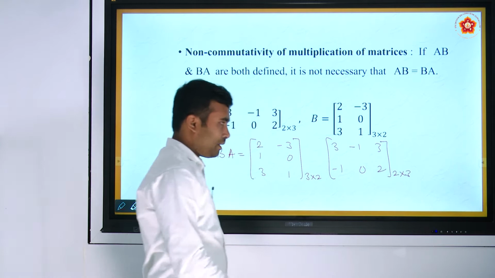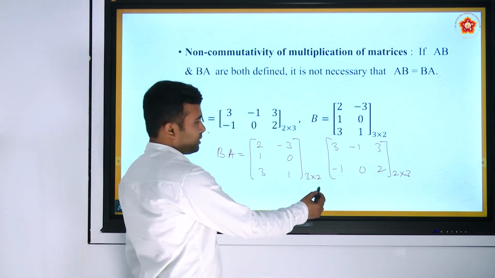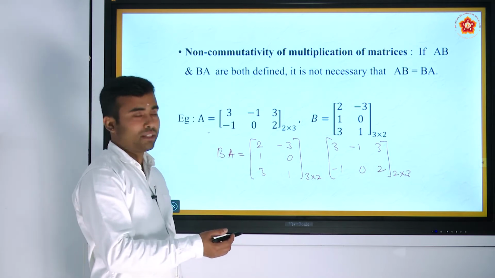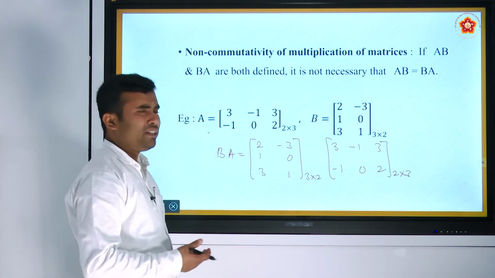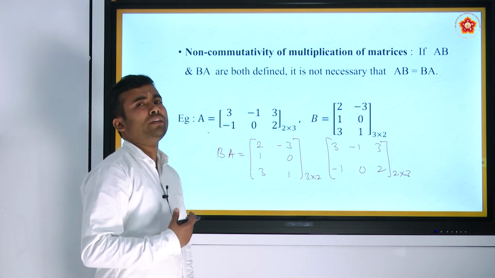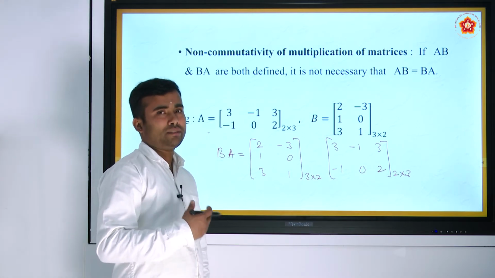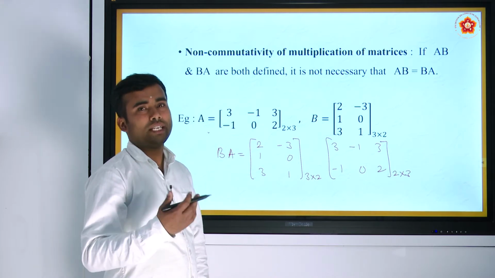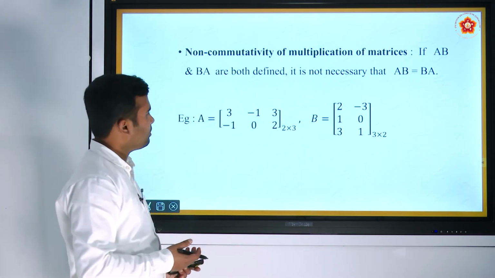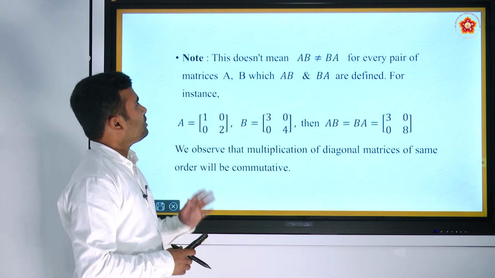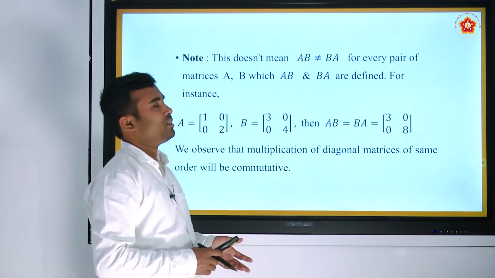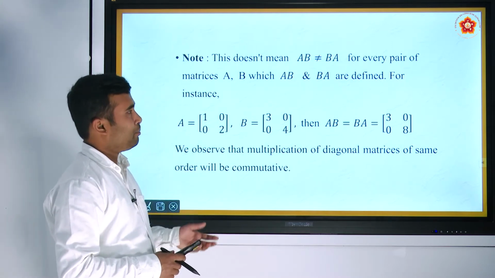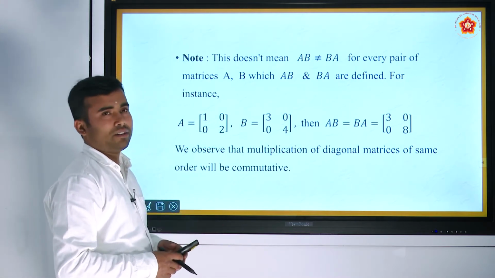As I told you, the number of columns should be equal to the number of rows in the other matrix, then you can find BA. But it means that the entries of the matrix BA are different from the entries of the matrix AB. So this does not mean that AB is not equal to BA for every pair of matrices A and B for which AB and BA are defined.